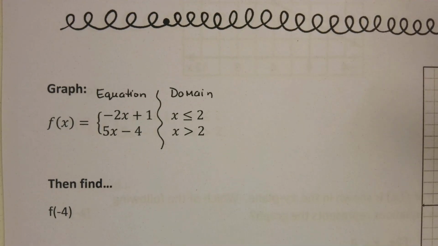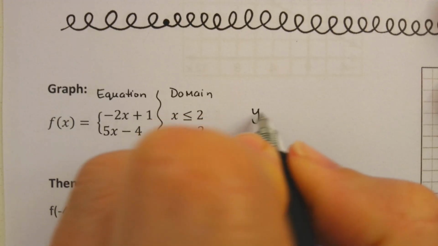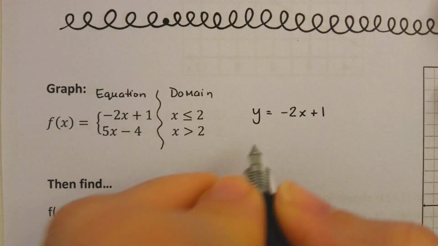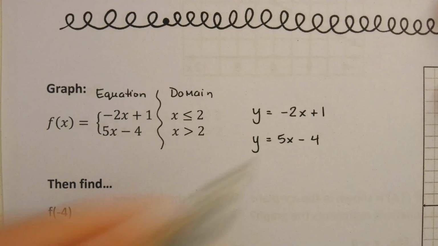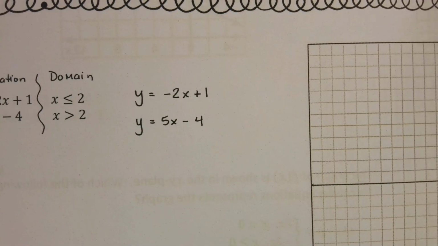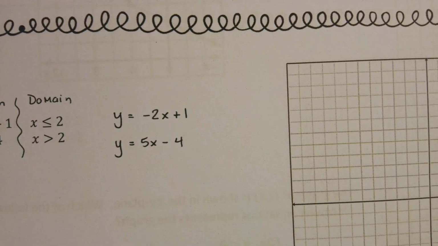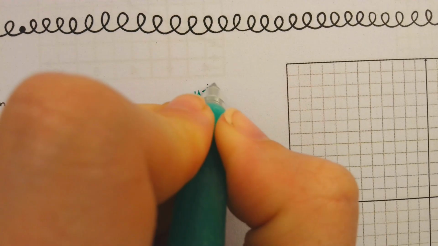Okay, I'm going to start by just writing these as normal equations. So this top one, how you saw in Algebra 1, that's y equals -2x plus 1. The bottom one is y equals 5x minus 4. Do y'all remember how to graph these type of equations? Okay. For the first one, what's its y-intercept? 1. Very good. Y-intercept. We'll plot that first.